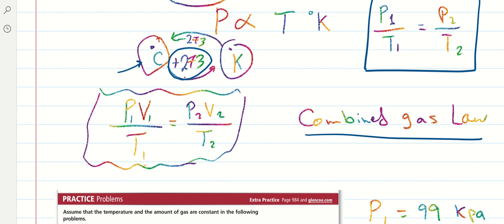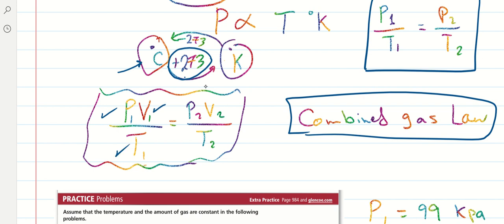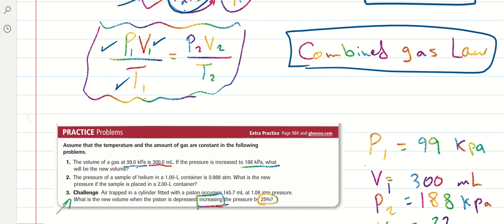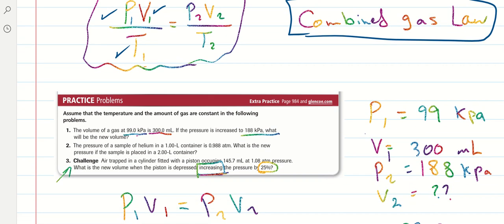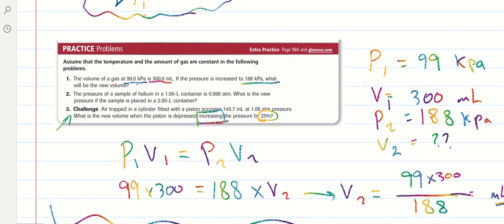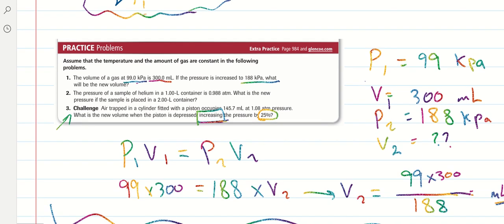It combines all three variables together, which are pressure, volume, and temperature: P1 V1 divided by T1 equals P2 V2 divided by T2. Let's go and answer one example from each law. In this law, I'm going to answer the first one and the challenging one.